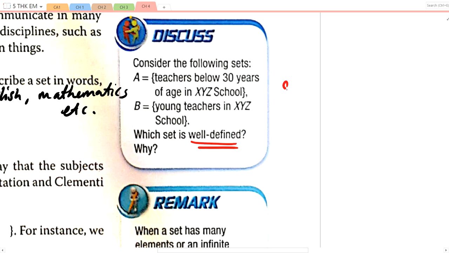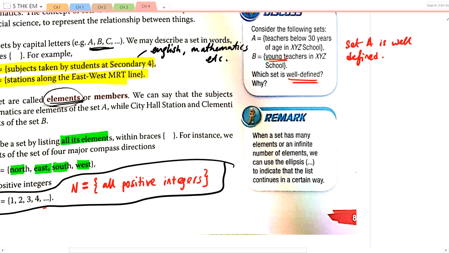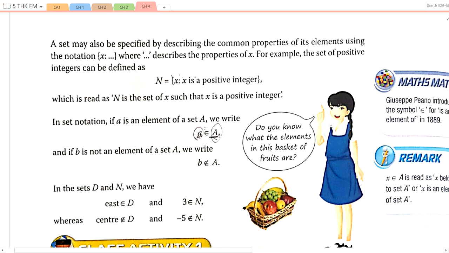It's quite clear that set A is well defined, because given the teacher's age, we will be able to tell whether the teacher belongs in set A or doesn't. Whereas in set B, this word young is subjective. What's young to one person may not be young to another person. Right, next page.